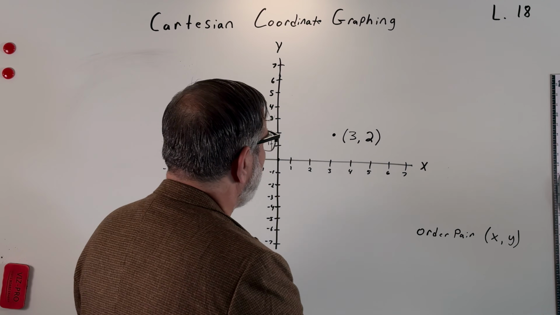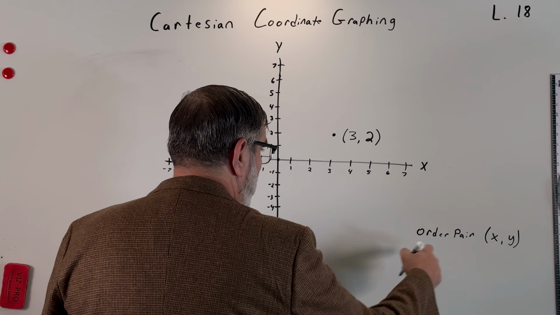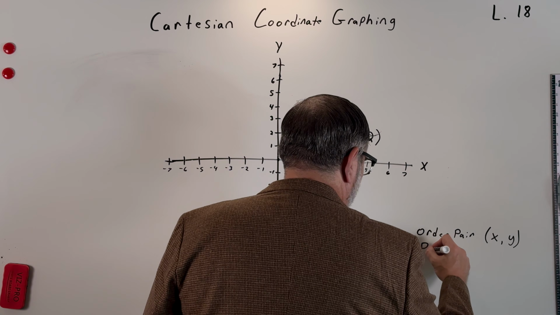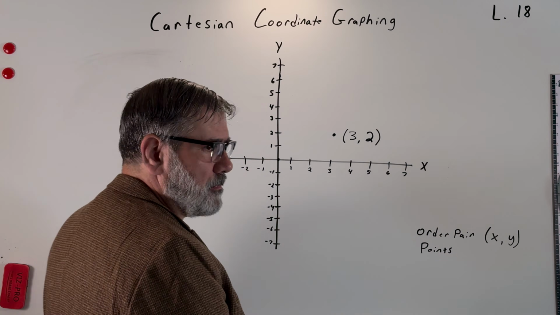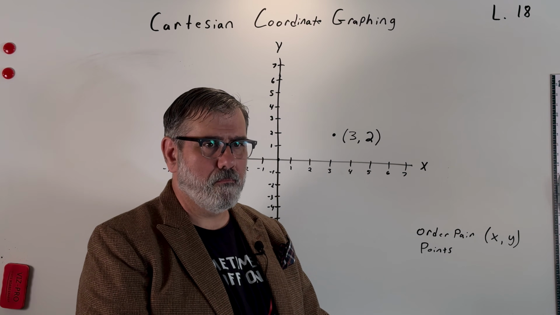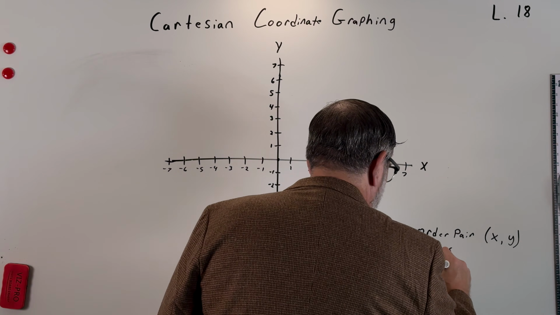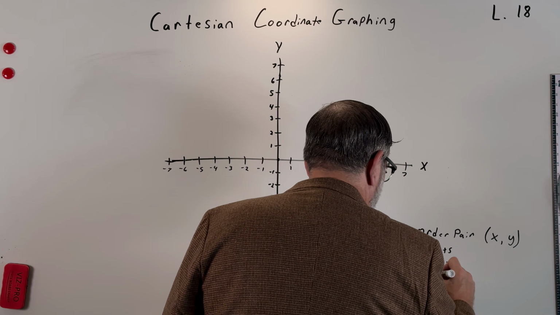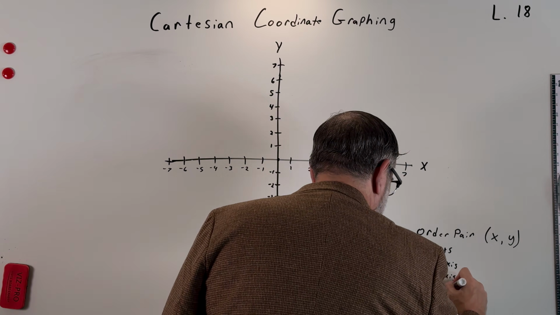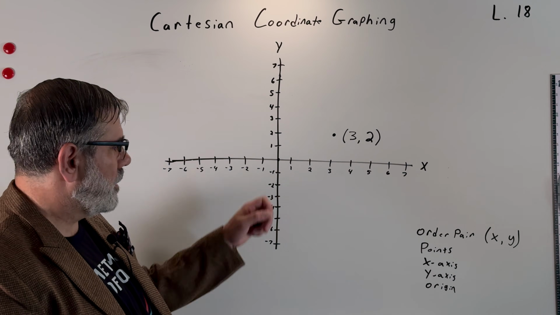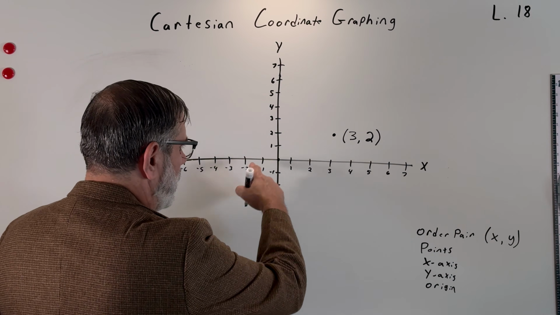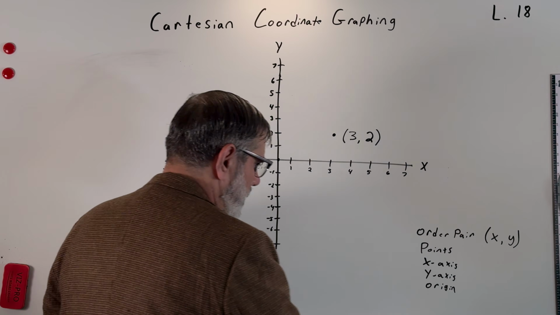So what words do we have so far? We have some terms that we've come across. We had ordered pair. We had points. That is a point. It just simply marks a location in space. Okay. We had x-axis. We had y-axis. We had origin. That's that special point, right, where the two axes cross.